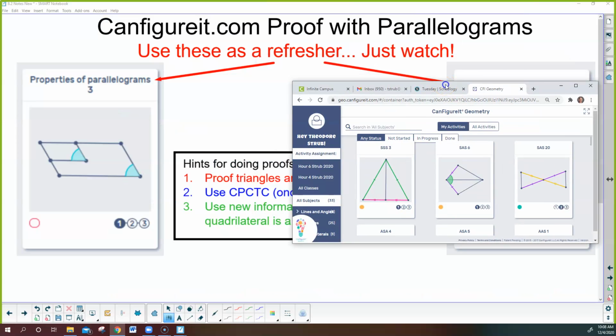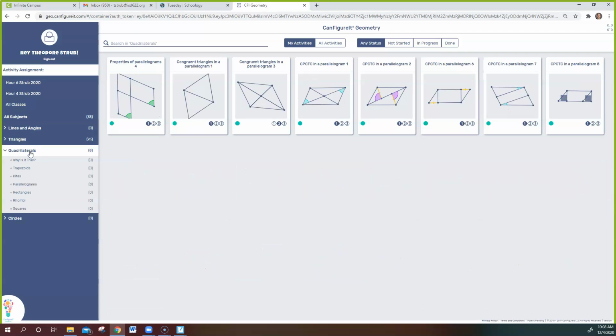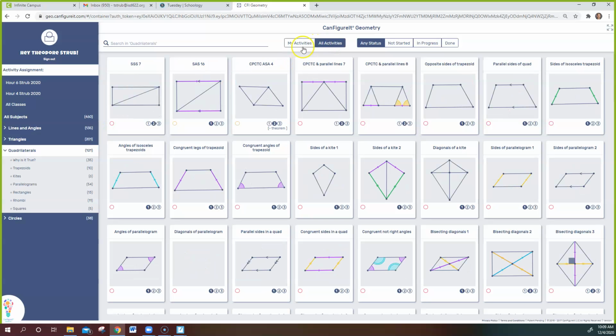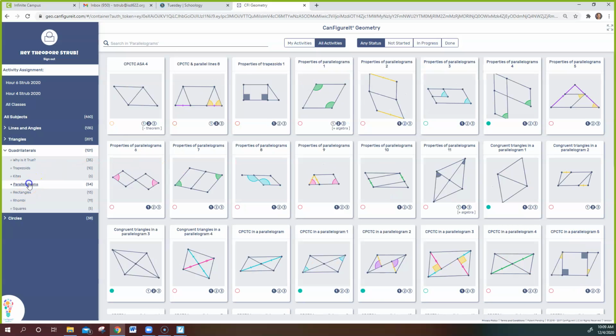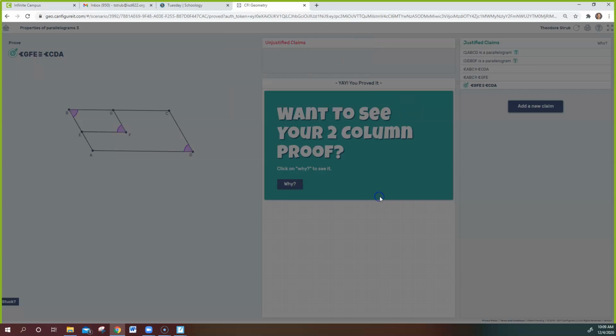Okay, so let me start with this. We're going to do properties of parallelograms 3. Instead of trying to find it, I'm going to go to quadrilaterals. And then I'm going to do all activities, because I don't want to do any of the ones that you have to do. And then I'm going to do properties of parallelograms 3. This one right here. You can see I already did it, so I'm going to actually start over.